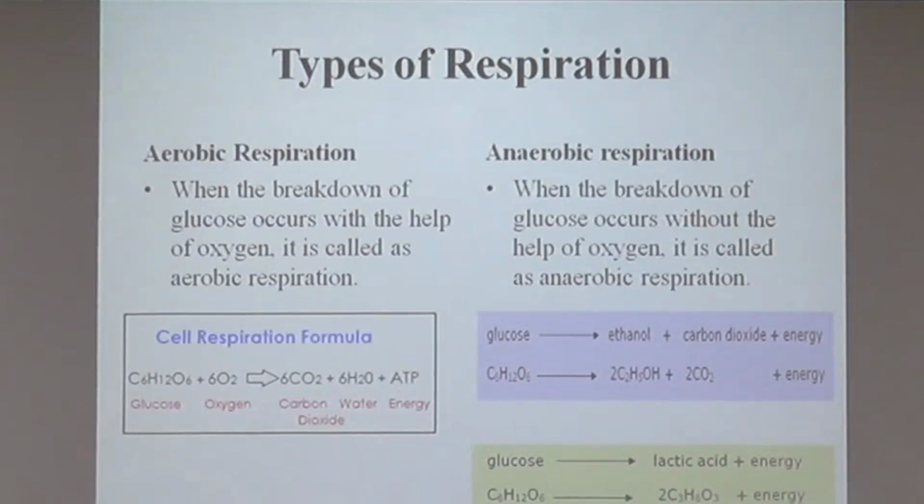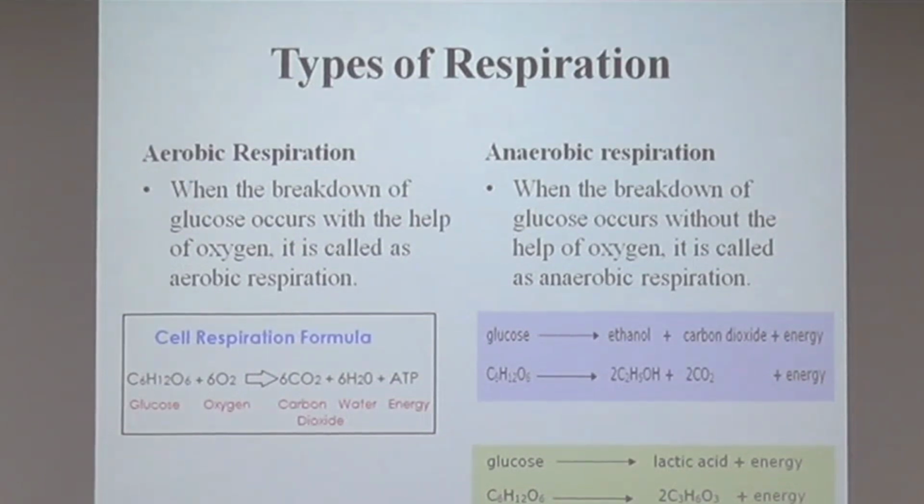Coming to the types of respiration, we have two types of respiration, aerobic respiration and anaerobic respiration. When the breakdown of glucose occurs with the help of oxygen, it is called aerobic respiration. The formula is glucose, having the chemical formula C6H12O6, plus oxygen gives carbon dioxide, water and releases energy.